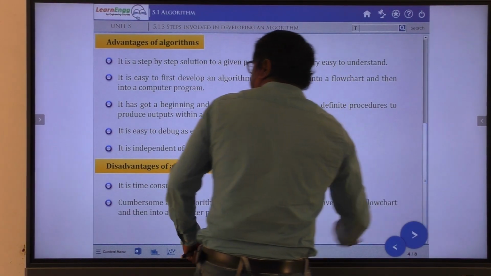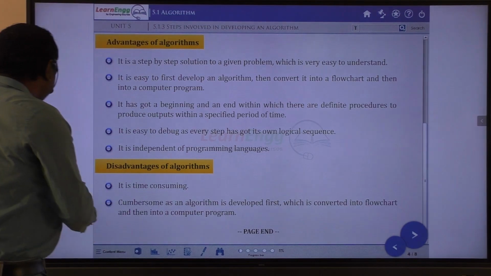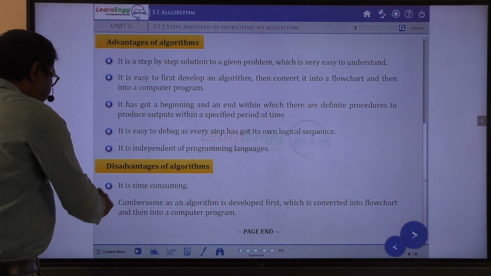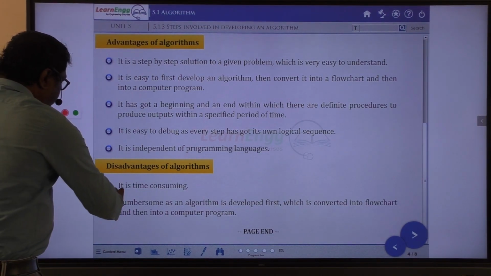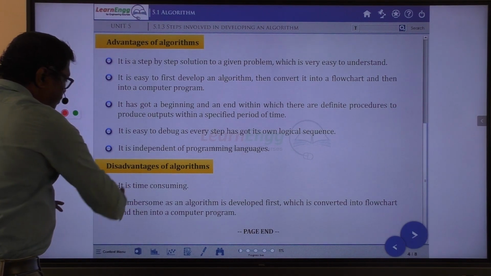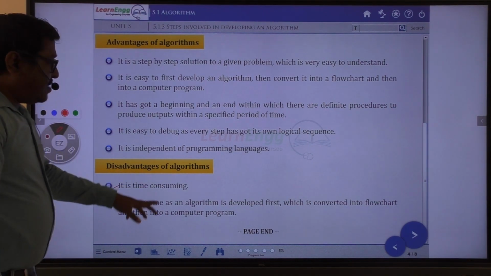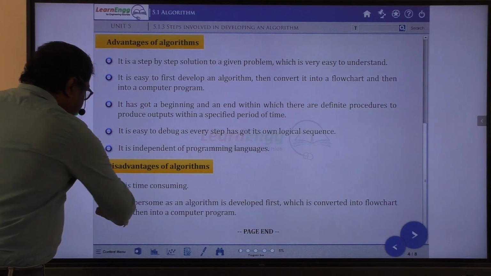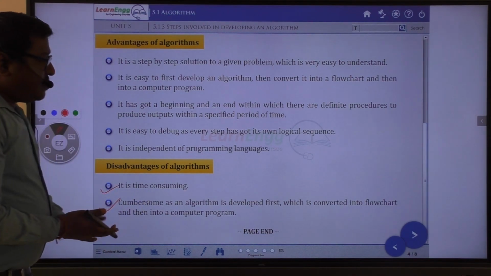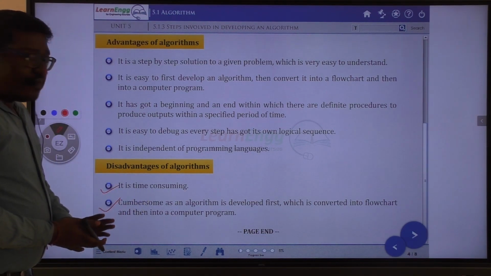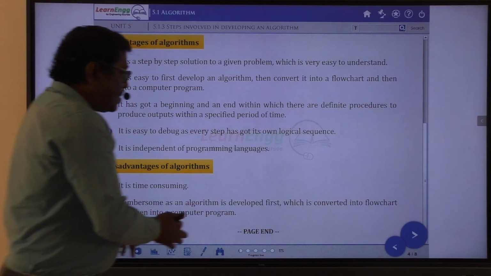The next part is the disadvantages of algorithm. It is time consuming, so it should take less time for us to understand the program. It should take less time for us to write the algorithm.